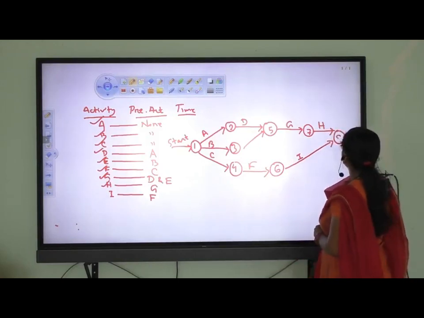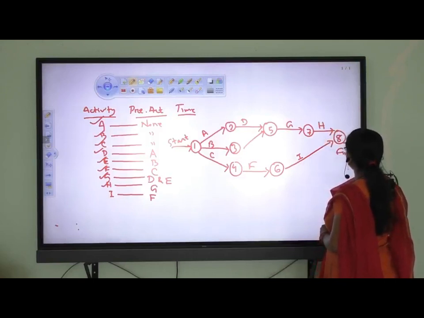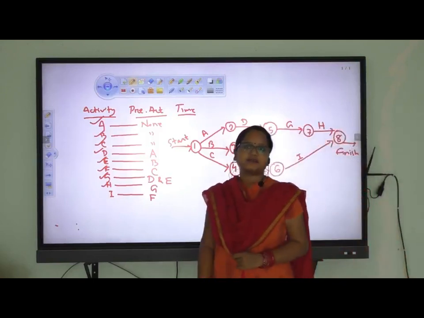I can write here 8. This is the finish. In this way we can draw the network diagram.